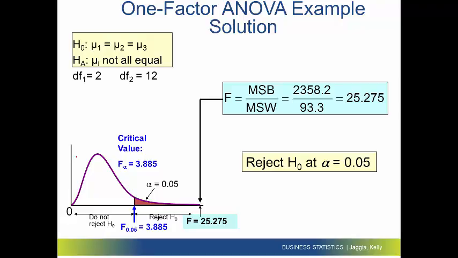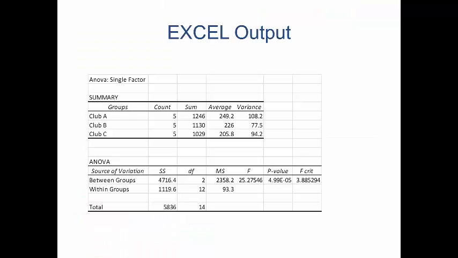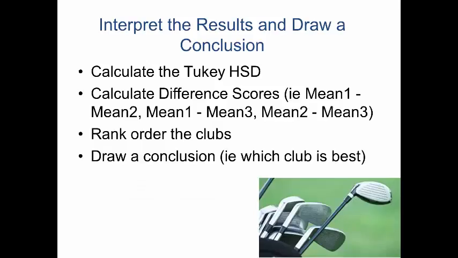The Excel output for this example is presented on the next slide, so we can look at the p-value and compare this to alpha. Here is the Excel output. As you can see, the p-value is 0.0000499, which is less than alpha of 0.05, so we reject the null hypothesis. What we can conclude here is that not all the means are equal. So now it's time to go on to our multiple comparisons.